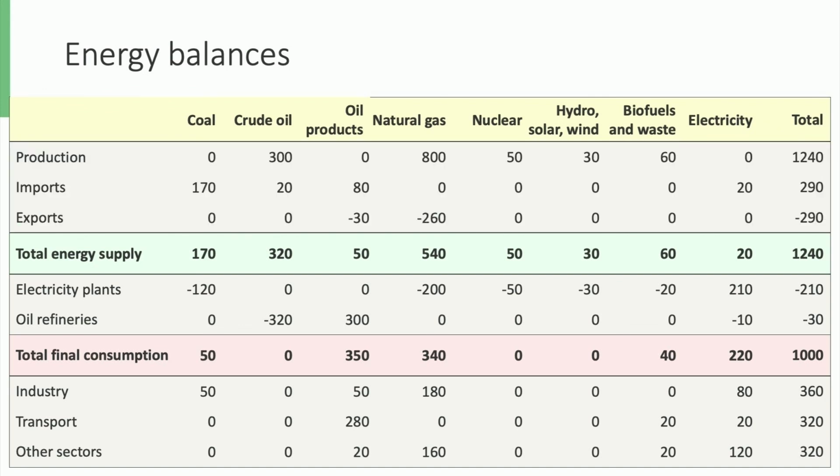Then we move to the third and final element, and that is, where does all this energy come from? A country can produce its own primary energy. For example, this particular country extracts 300 units of crude oil out of the ground. But in addition, energy can be imported. This country imports 20 units of crude oil. This will be added. But countries can also export energy carriers, in which case the value is subtracted. See in this example natural gas. What remains is the energy available to a country. This is the total energy supply. Production plus imports minus exports.